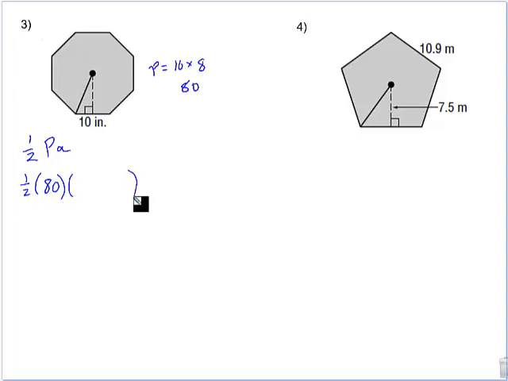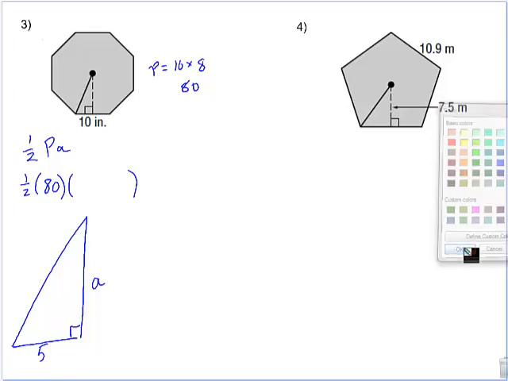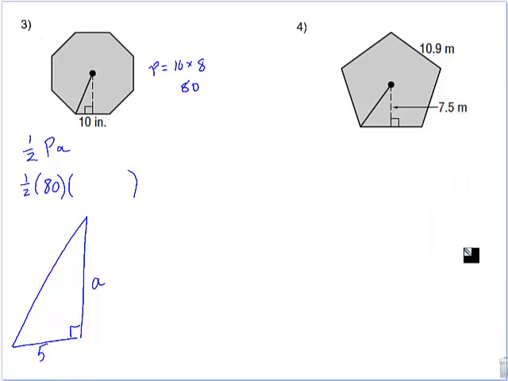Now we need to find that apothem. So I'm just going to redraw that triangle. That whole length is 10. What's this part of the triangle? That's 5. And now we need to get the angle measure. How are we going to get that angle this time? 360 divided by 8, and we get 45, then divide that by 2, and so we have 22.5 degrees.